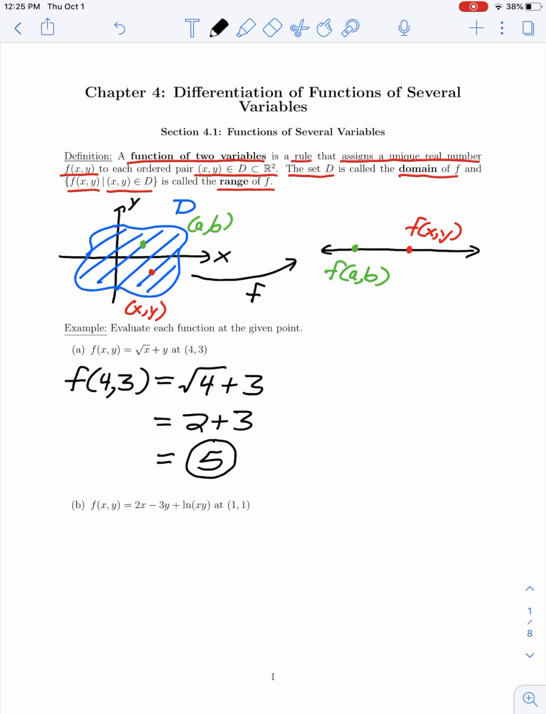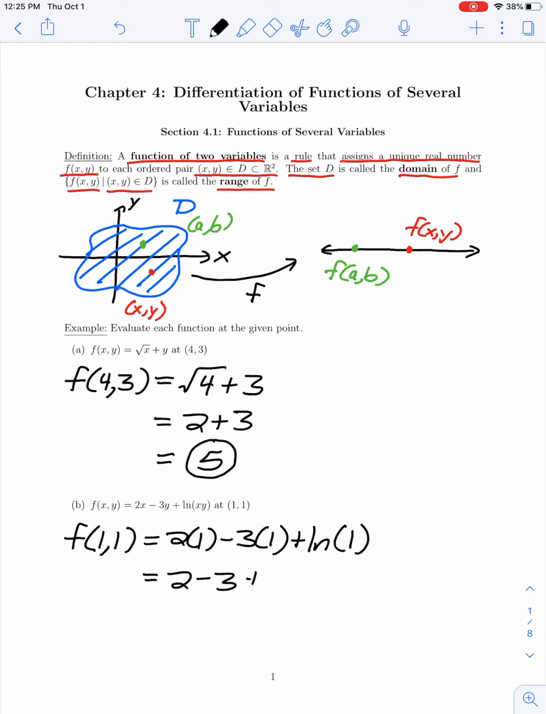Now in part B, we have the function f of x, y, which is defined as 2x minus 3y plus log of x times y, and we're asked to evaluate at 1, 1. So the value of this function at 1, 1 is given by 2 times 1 minus 3 times y, which was 1, plus the natural log of x times y, which would be 1. So we're left with 2 minus 3 plus log of 1, which is 0. So we have a value of negative 1 for the function at that point.